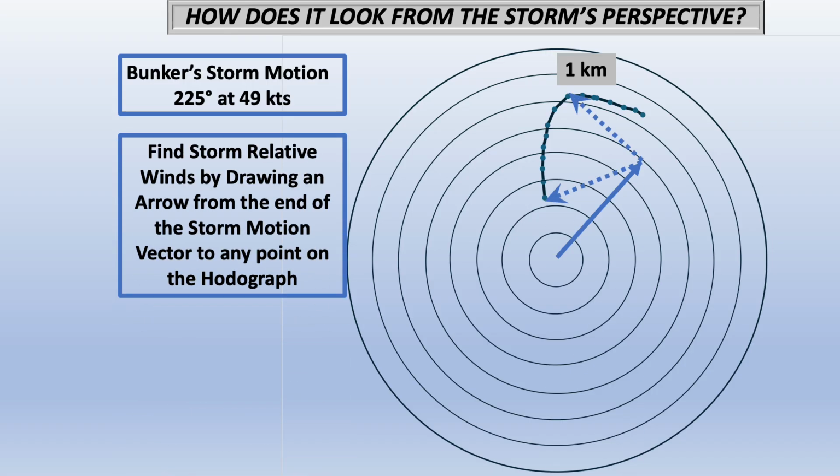Then you find the storm relative wind by drawing an arrow from the end of the storm motion vector to any point on the hodograph. So I drew a line from the end of the storm motion vector to the surface wind, and also one to the wind at 1 kilometer. So from the storm's perspective, at the surface, the wind was actually coming in from the east-northeast, and at 1 kilometer was coming in from the southeast, okay? So this tells you what the storm was seeing, without any relevance to the overall motion of the storm. This is the environment the storm is experiencing.